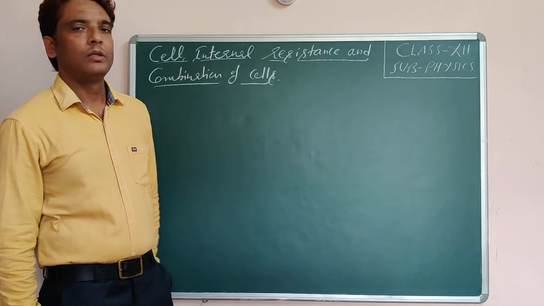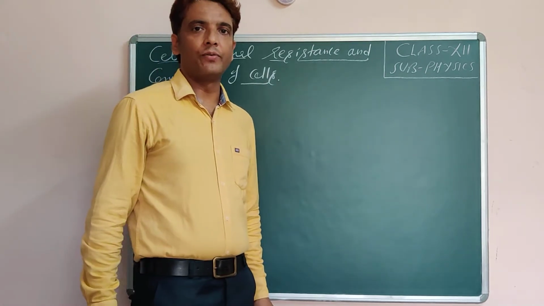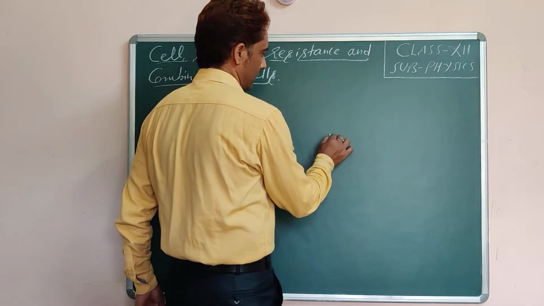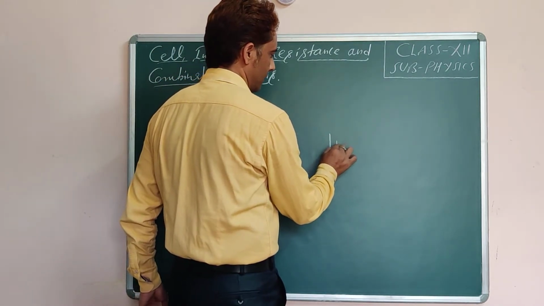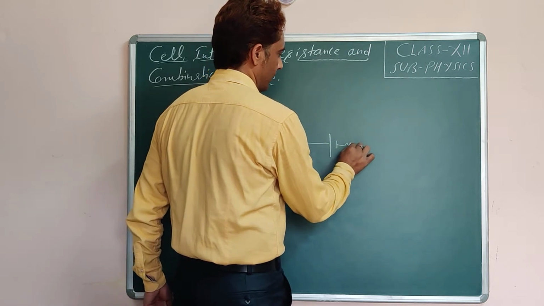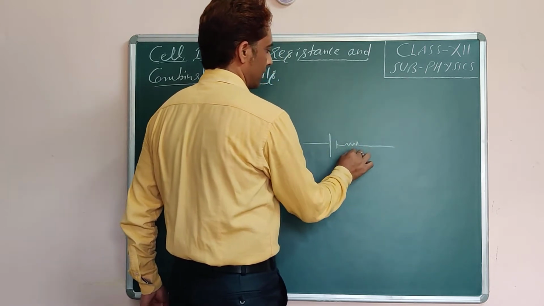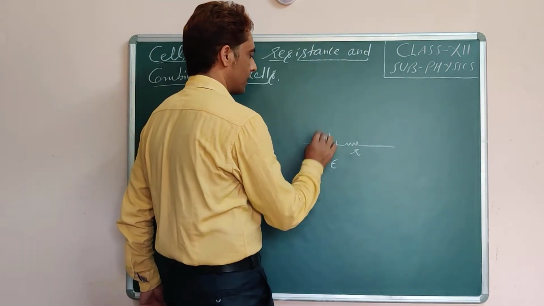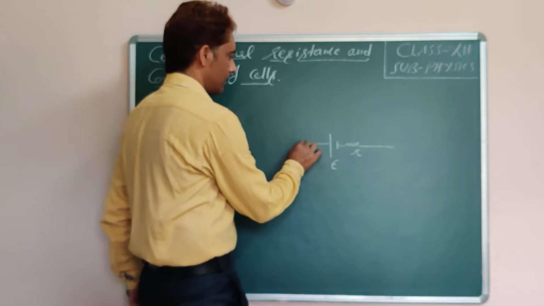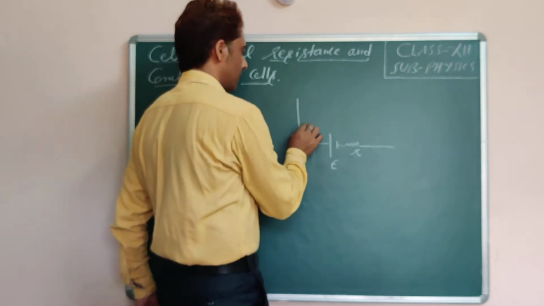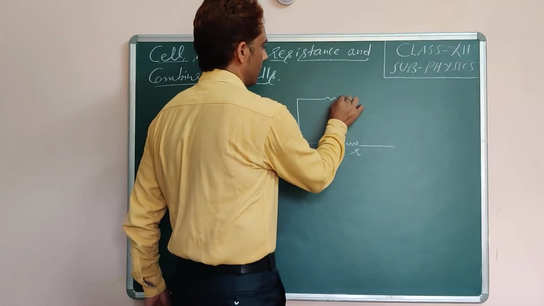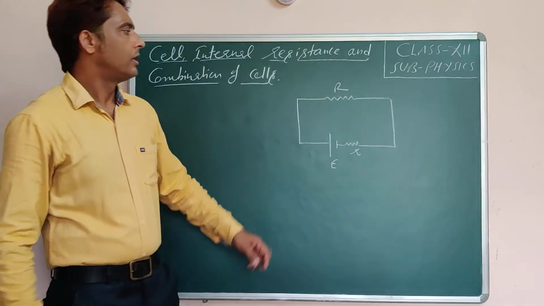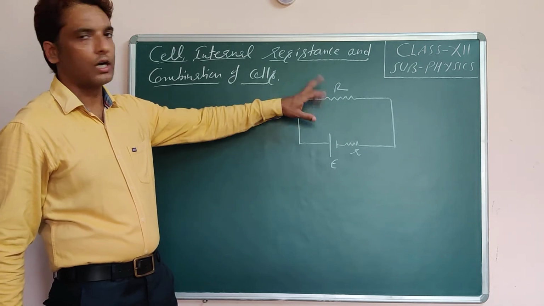Now we talk about EMF and potential difference of a cell. Let there be some cell of internal resistance r and let E be the EMF of the cell. This cell is connected to some external resistor R.